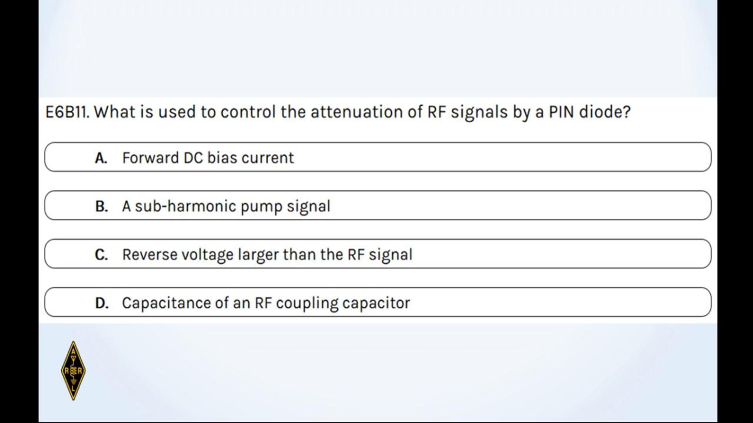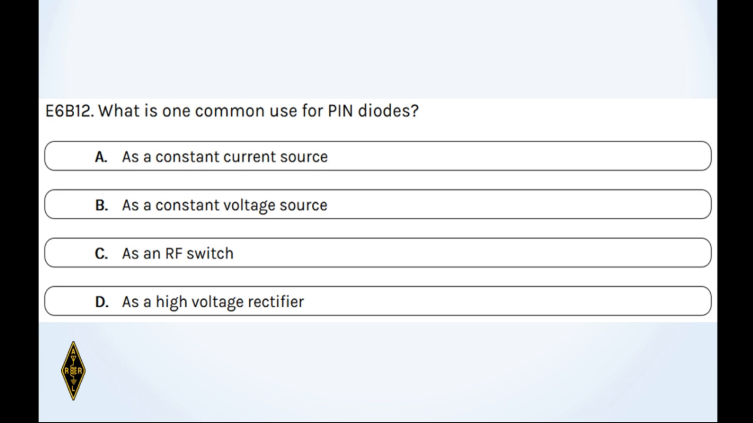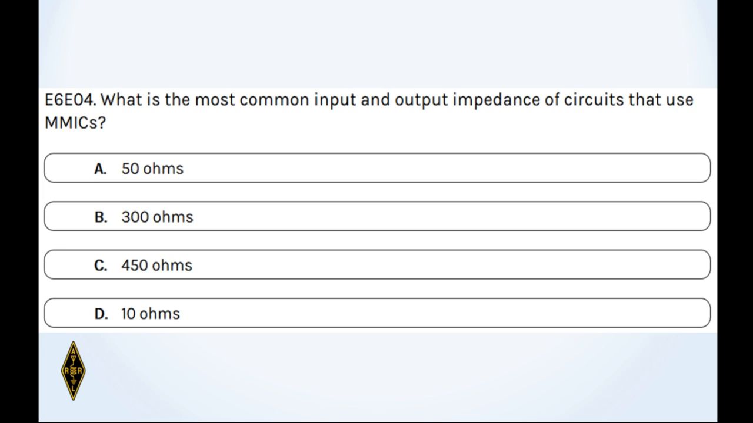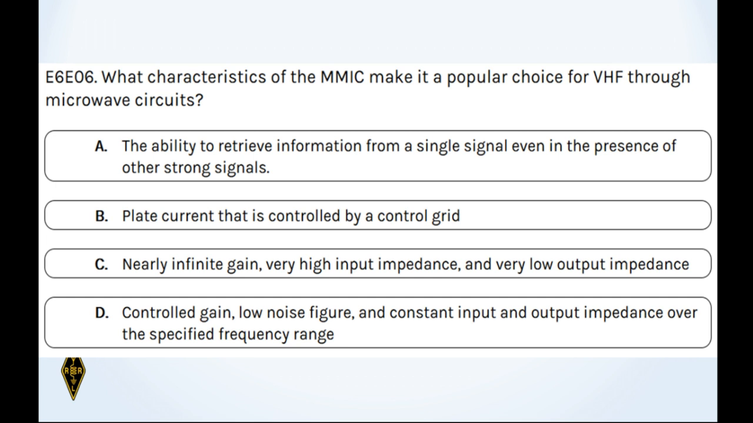And what is used to control the attenuation of RF signals by a pin diode? The bias is what is used, either forward or reverse or somewhere in between. And what is one common use for pin diodes? Transmit, receive, RF switch, pin diodes, instead of relays. And which of the following materials is likely to provide the highest frequency of operation when used in MMICs? Remember the gallium compounds? They operate much better at higher frequencies, so yeah, gallium nitride. And what is the most common input and output impedance of MMICs? 50 ohms. And what characteristics of the MMIC make it popular?